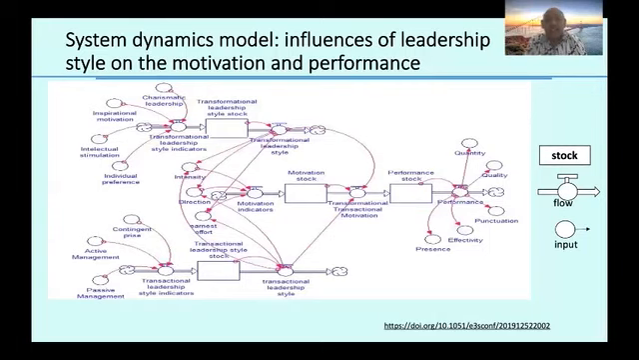System dynamics model: the influence of leadership style on motivation and performance. Developed from input. Input is about indicators and dimensions flowing to stock. The stock is about variables, and variables influence other variables with the input of the other variables from transformational flow to input of motivational stock and to performance stock.